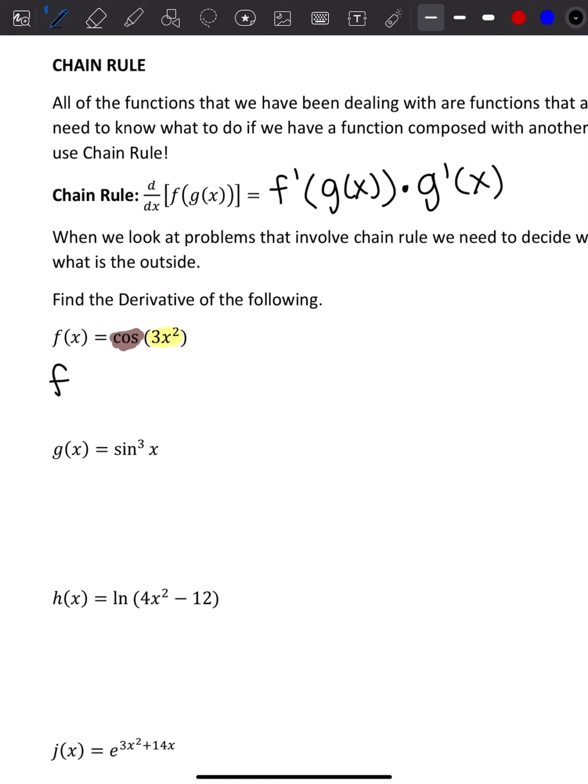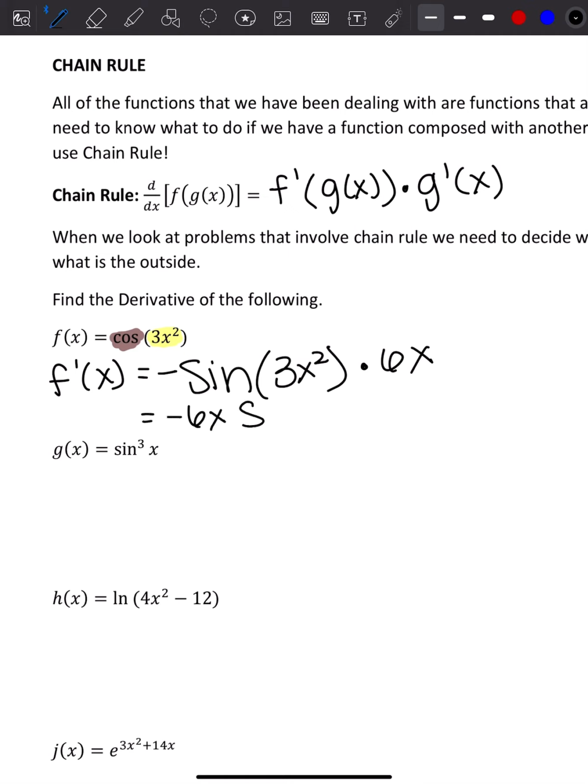So if I want to take the derivative of this function, I need to take the derivative of cosine first. So the derivative of cosine is negative sine. We need something inside of sine, and that has to stay the same. That g of x, or 3x squared, stays the same. So I'm going to leave 3x squared inside of negative sine. Now what we're going to do is multiply by the derivative of 3x squared. Derivative of 3x squared is 6x, so I get negative sine of 3x squared times 6x, which we could rewrite if we felt like it as negative 6x sine of 3x squared.